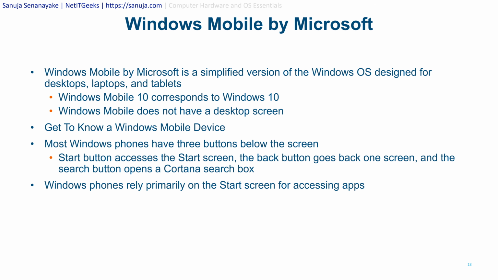Windows Mobile by Microsoft is the next one we're gonna cover. Windows Mobile by Microsoft is a simplified version of Windows OS designed for desktops, laptops, and tablets. And Windows Mobile 10 corresponds to Windows 10, and Windows Mobile does not have a desktop screen. So as opposed to having a desktop screen like with the typical Windows 10, Windows Mobile 10 doesn't have a desktop screen. Just like Android and Apple iOS, it just has the mobile version, mobile flavoring, mobile graphical user interface design, specifically designed for mobile use.